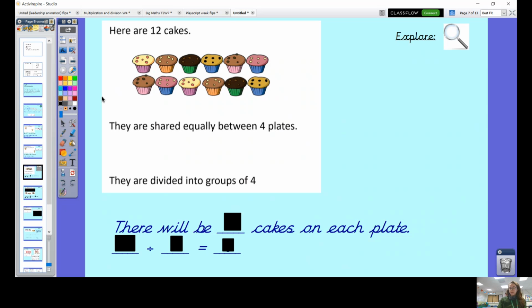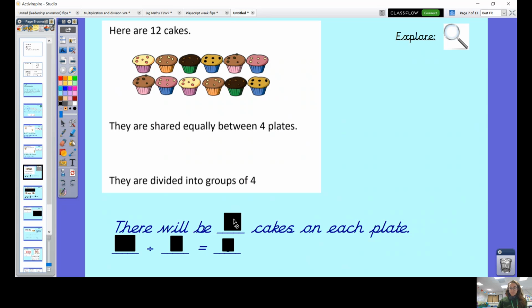Here are 12 cakes. They are shared equally between 4 plates. This time, let's see if you can have a go at drawing pictures in your maths book. I would draw 4 plates, nice and big so they don't get too tiny, and I would share out one at a time, drawing those cakes, one on each plate. We've done this before in school, haven't we? And then have a think about what these blanks are going to be here. Pause the video to do that now with your pencil in your book.